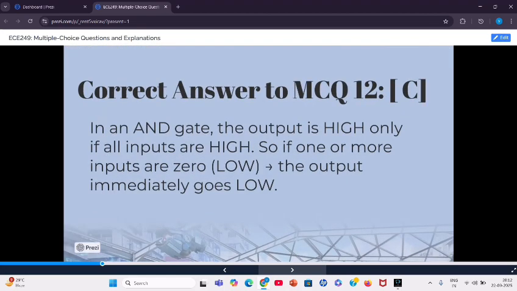Moving on to the answer. So the answer is AND gate. In an AND gate, the output is high only if all inputs are high. So if one or more inputs are 0, meaning low, the output immediately goes low, meaning 0.